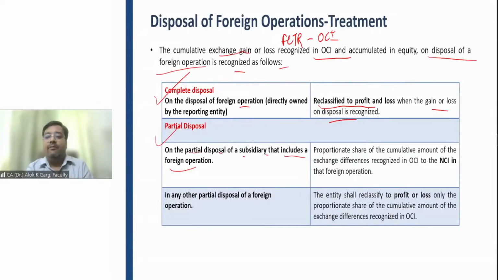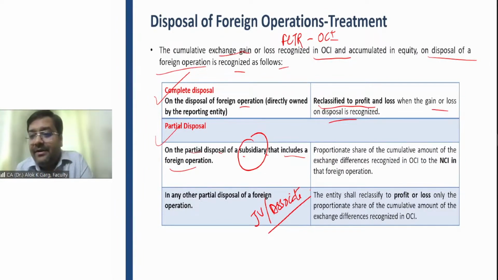I'll discuss this with the help of the example in the next slide. On partial disposal of a subsidiary that includes a foreign operation, it is talking about a subsidiary, and it is also talking about a JV or associate. In case of a subsidiary, if there is a partial disposal and it is still a subsidiary, then the FCTR relating to the difference will go to non-controlling interest. In case of a JV or associate, the entity shall classify to P&L only the proportionate share of the cumulative amount of the exchange difference recognized in OCI. I will explain these two parts.